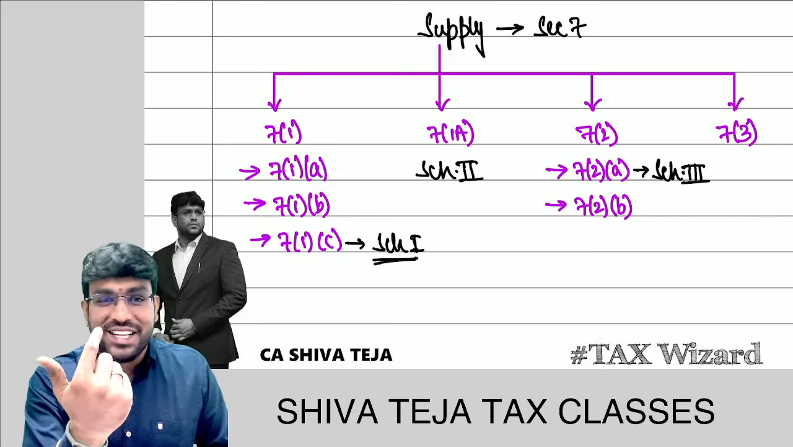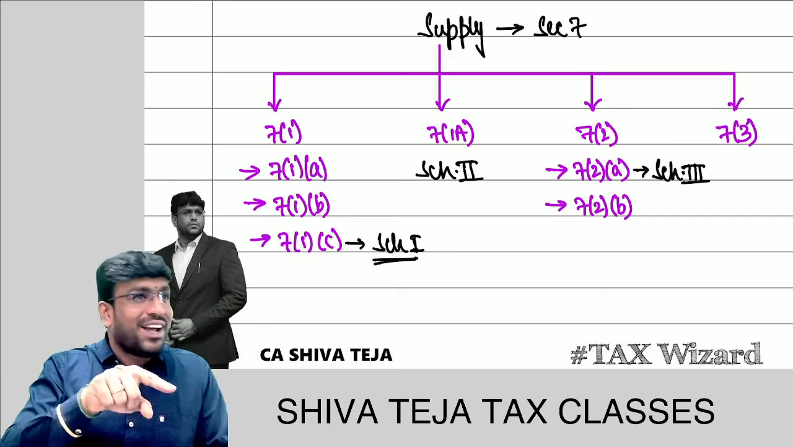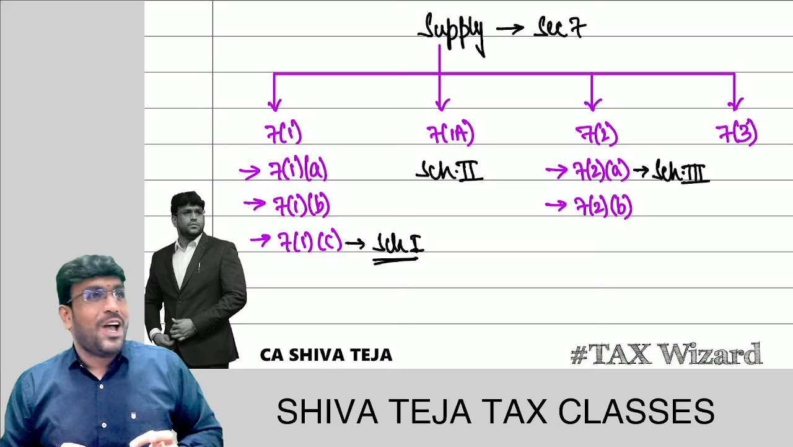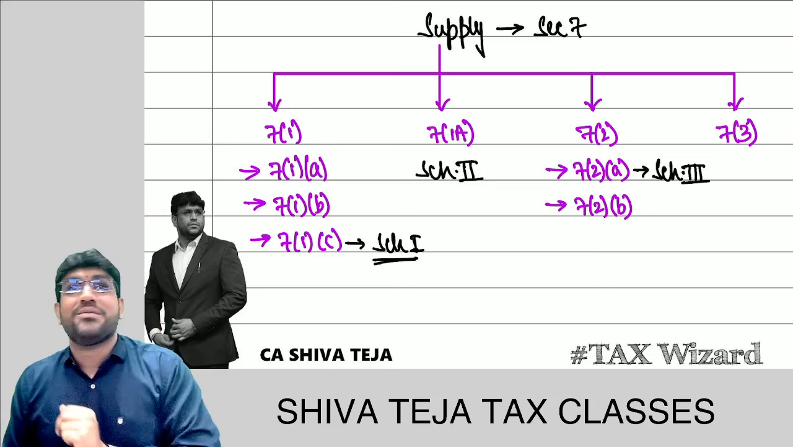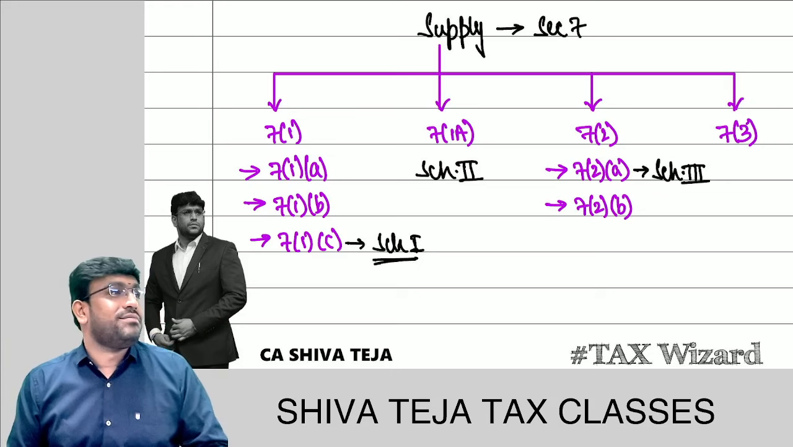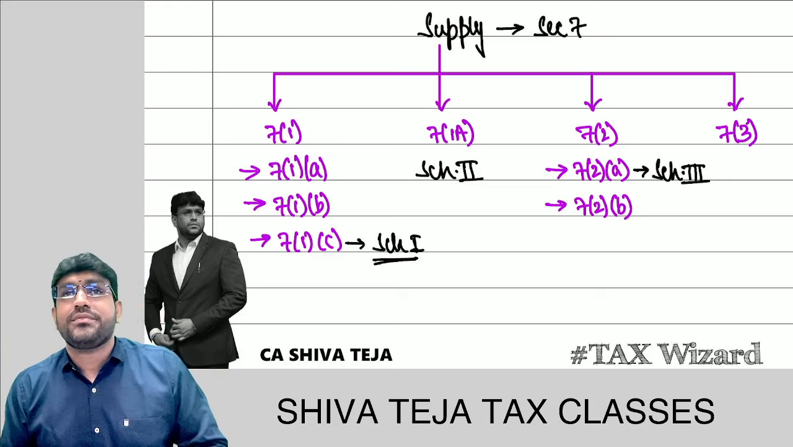I'll repeat my line once again, listen. If money is not there, law is telling, still pay GST. On what value should I pay? For that we have got valuation rules. Very, very important rules we have. We'll learn very soon. Clear?